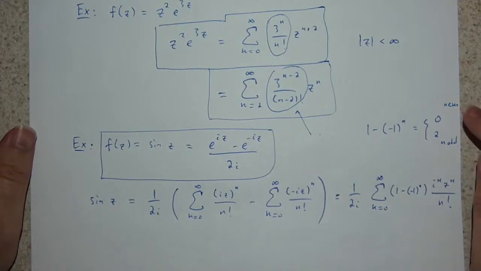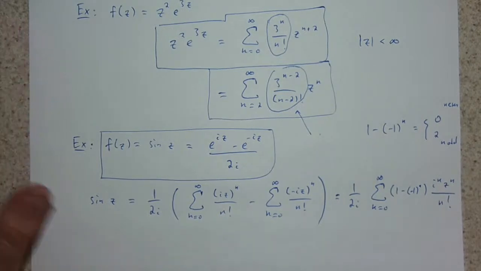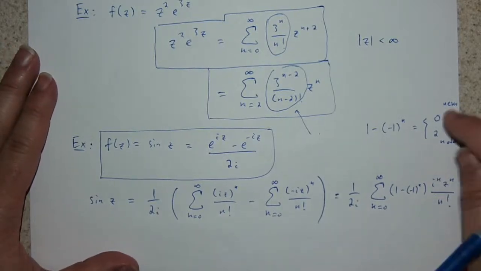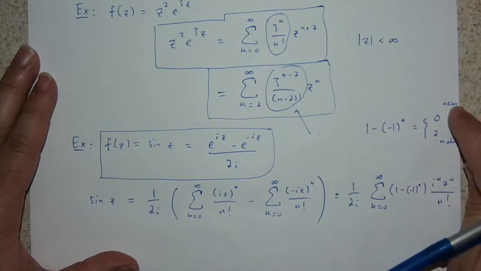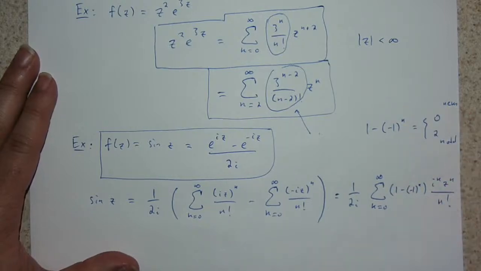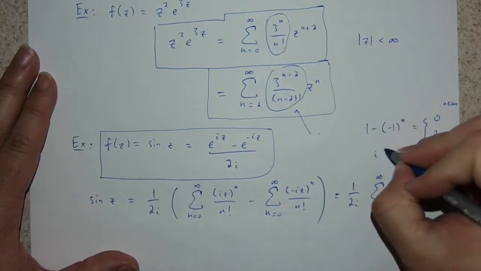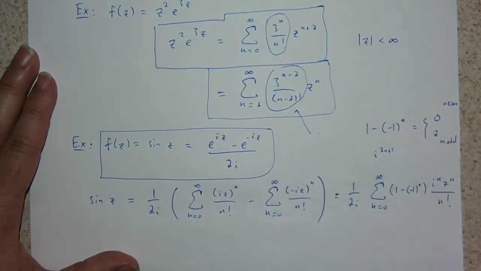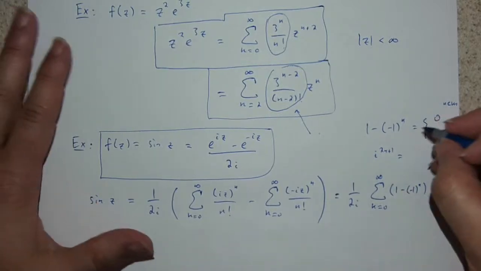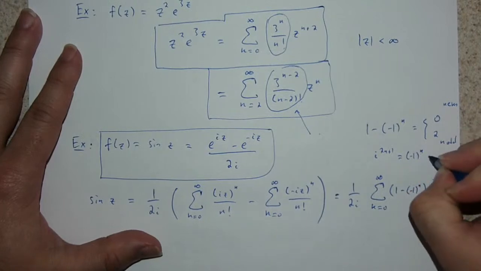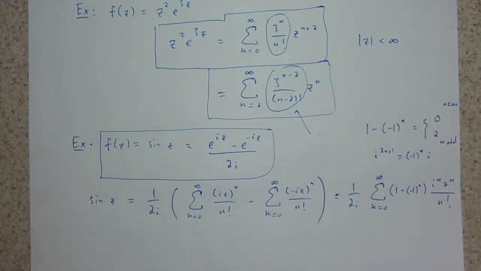So it's equal to 0 if n is even, 2 if n is odd. What about i to the n? Actually, I don't need to worry about what i to the n is in general, because this 1 minus (-1) to the n is 0 if n is even. So I only have to consider odd terms here. And if I am raising i to an odd power, what do I get? Well, this is (-1) to the n times i.